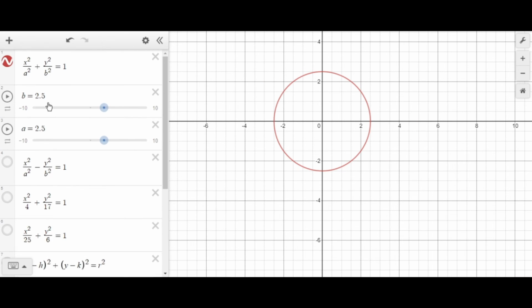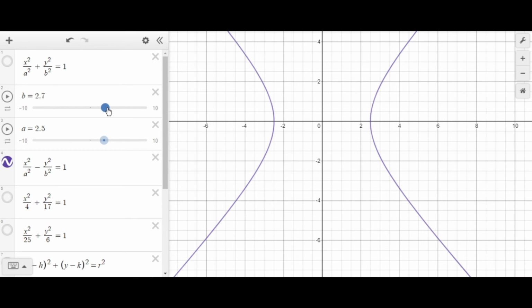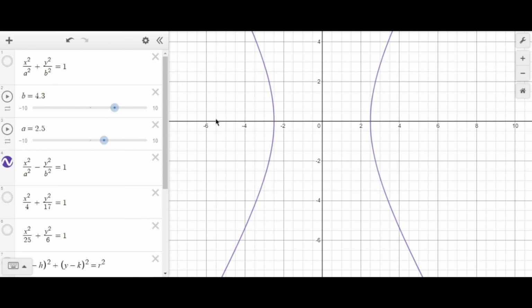Now let's focus on the equation of a hyperbola. This is the equation of a hyperbola. This minus sign is indicating that. The equation of the ellipse was visualized by comparing the values of a and b. Let's see here, if I increase b, what happens? We do not have the concept of minor and major axes in the hyperbola, but we have the transverse and conjugate axes. This one is called the transverse axis and this is called the conjugate axis.